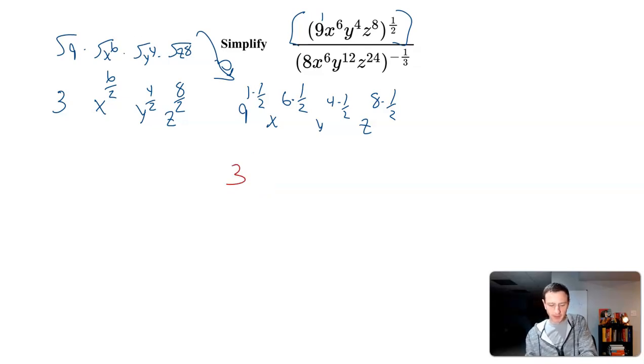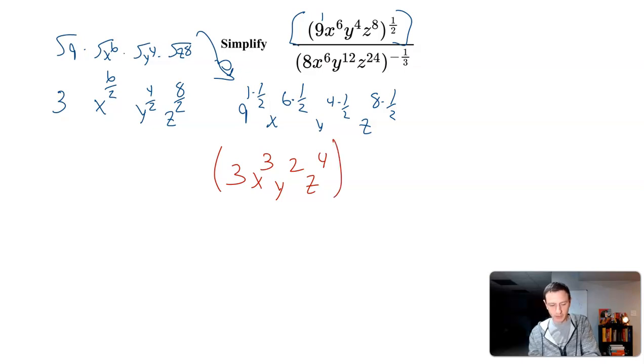So we get 3. X, 6 over 2 is 3. 6 times 1/2, 6 divided by 2 is 3. Y is 4 times 1 divided by 2, which is 2, 4 over 2. And then z to the 8 divided by 2 is 4. So we get z to the 8th. Great. Took care of the top.